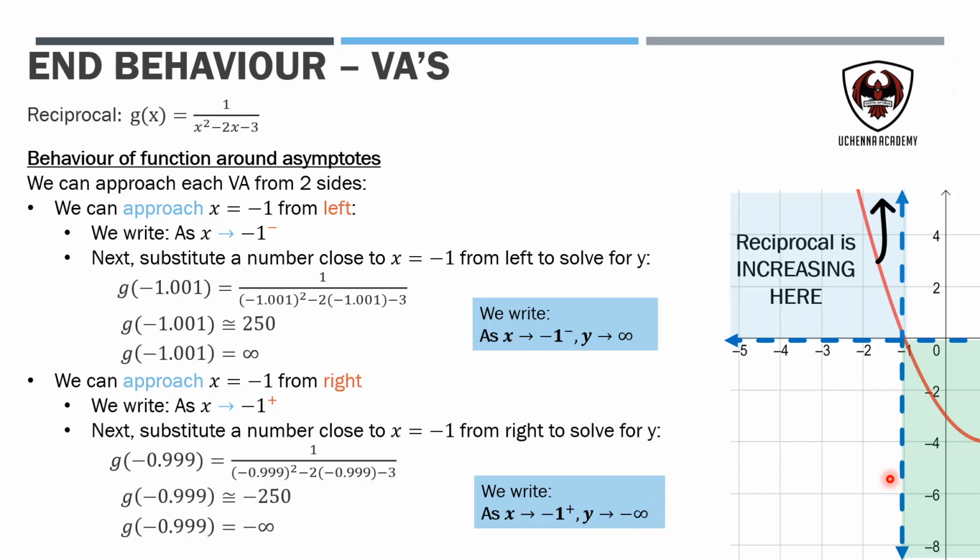And how can I draw that? Well, -1 is here. From the right side means from the right of the asymptote. And if the y value approaches -infinity, that is at the bottom of the graph.